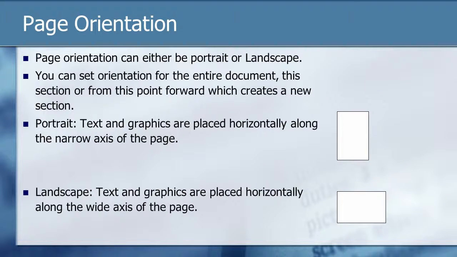We can also change the orientation of the page. It could be portrait, which is a typical, or landscape, and you can set it to go for a particular section or create a new section. Basically, you have images there so you can see what portrait and landscape would look like when you print them out.